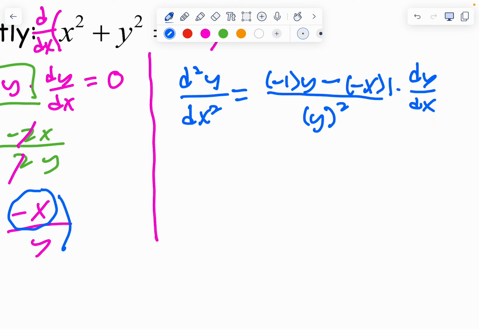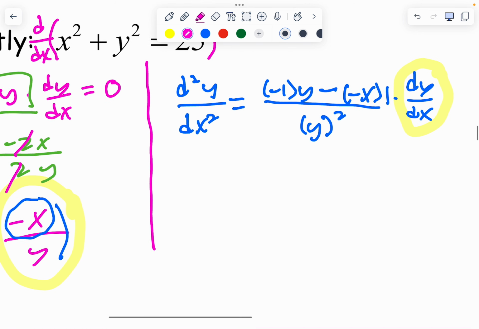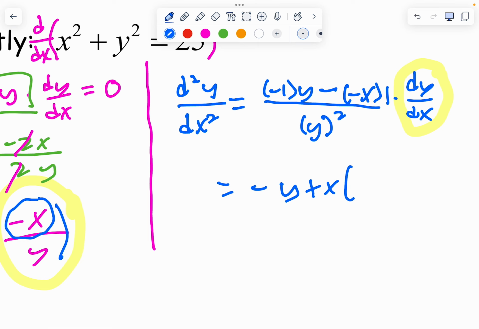And if I want everything in terms of x and y, something is wrong here. I need to get rid of this by plugging in this guy over here, right? Let's plug it in. So I have, that's going to give me negative y. I think I want to go ahead and put plus x. And our dy over dx was negative x over y, all over y squared. Can I further simplify this if I want it? But you don't have to. I think I'm happy right here.